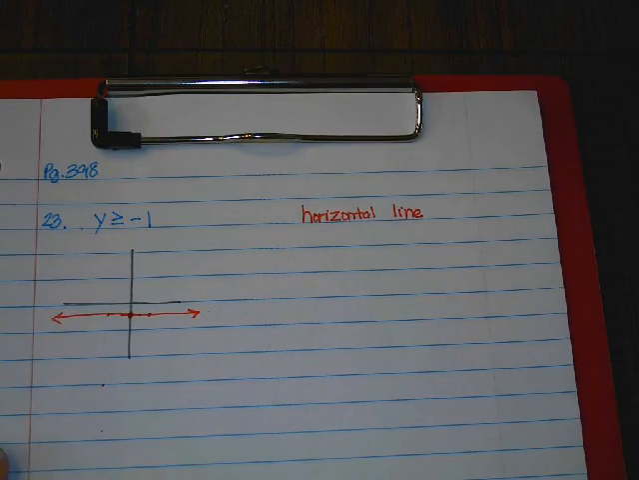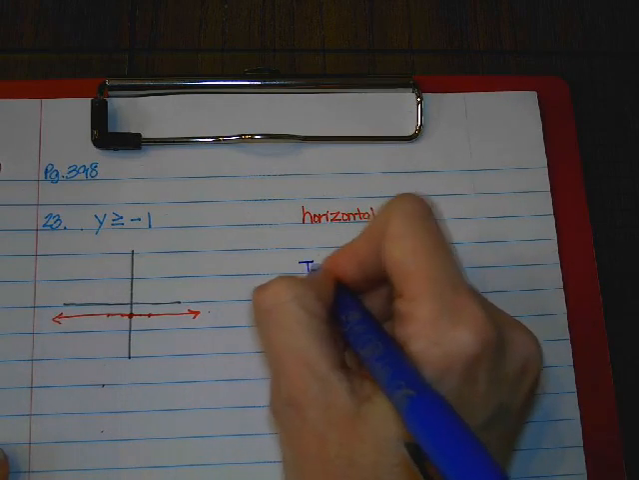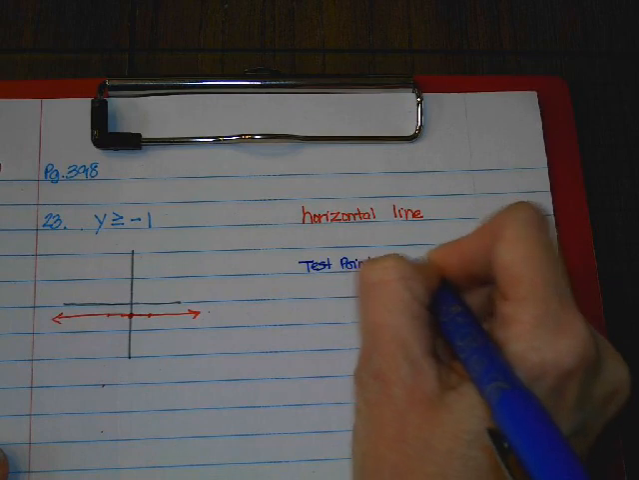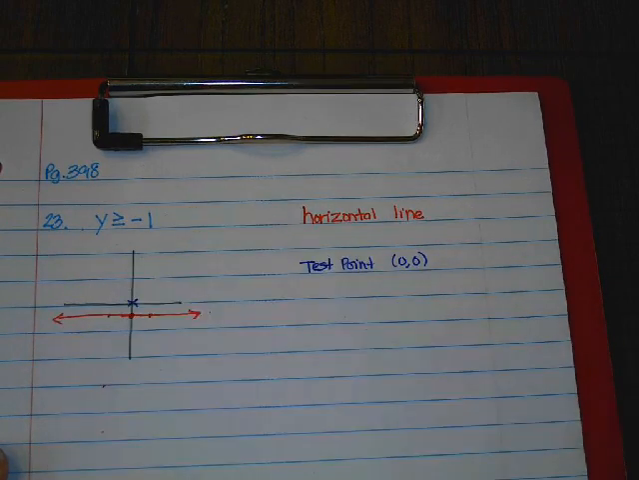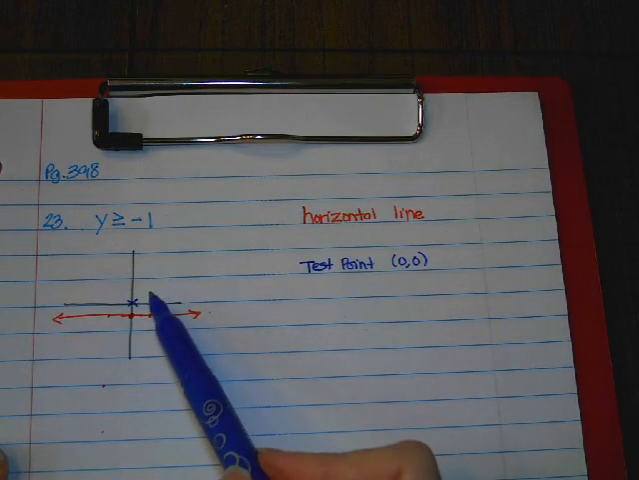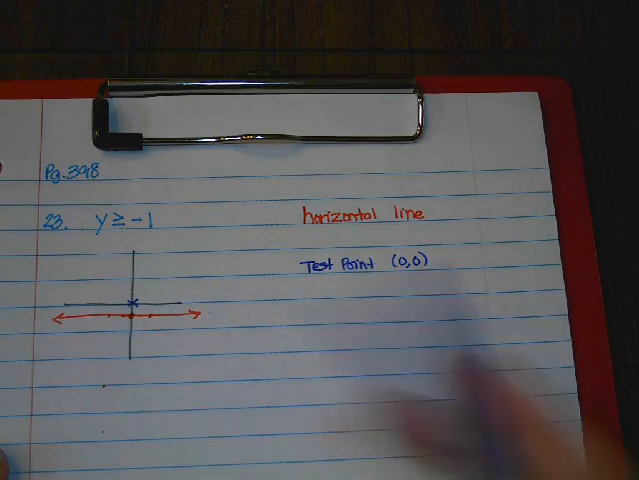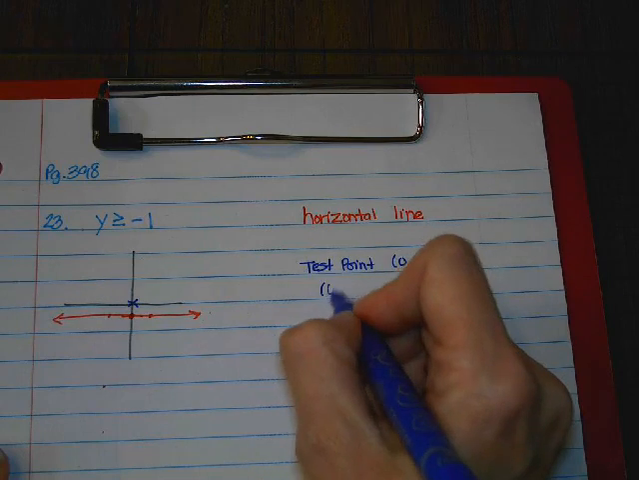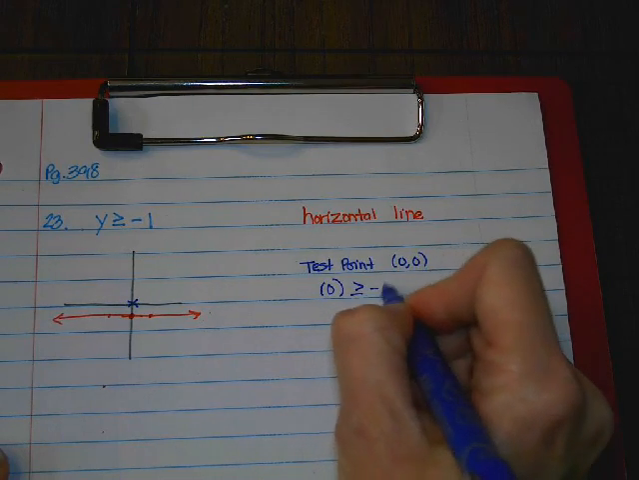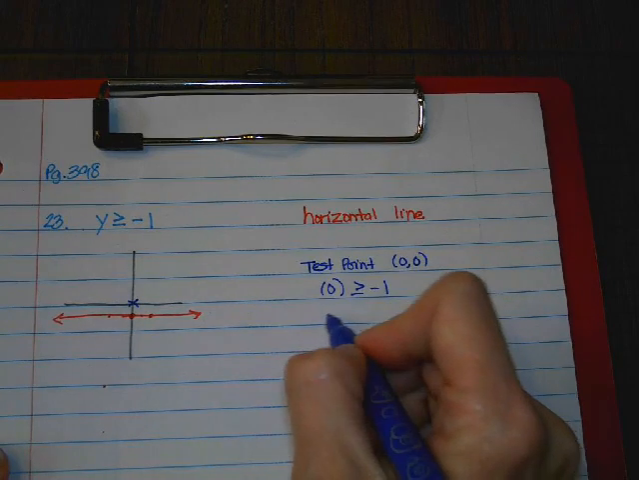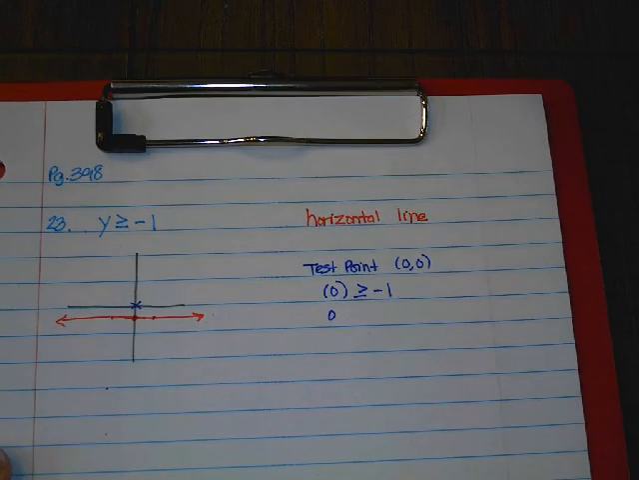All right, Fabian, what will be our test point? That's right, Fabian, our test point is 0, 0. So there's my test point. That represents the true side. So if it's true, I shade here. If it's false, I shade here. So I'm going to place my y value with 0, greater than or equal to negative 1. There's no value in front, so nothing to multiply, leaving it 0.